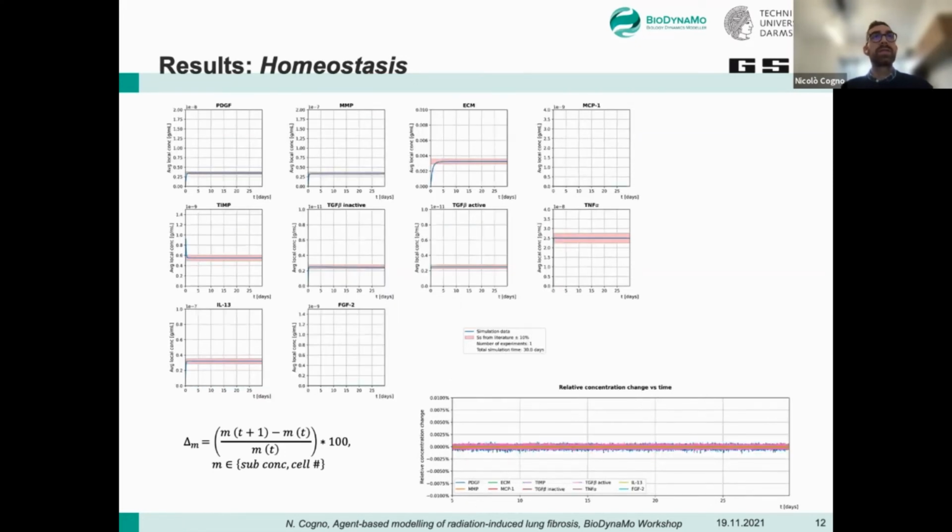The same is true for the substance concentrations, which, as I said before, are many. I want to stress that these substances are not only diffusing, they are also interacting among the cells. Again, they reach a steady state quite quickly, and they never exceed the 10% threshold. Again, I computed the relative concentration change for each of them, and you can see that it is always below the 0.025% threshold. So we can see that the model can simulate homeostatic conditions.